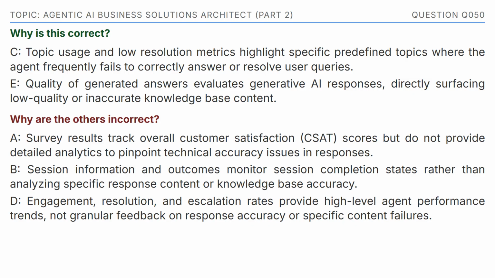Why are the others incorrect? A. Survey results track overall customer satisfaction (CSAT) scores but do not provide detailed analytics to pinpoint technical accuracy issues in responses. B. Session information and outcomes monitor session completion states rather than analyzing specific response content or knowledge base accuracy. D. Engagement, resolution, and escalation rates provide high-level agent performance trends, not granular feedback on response accuracy or specific content failures.